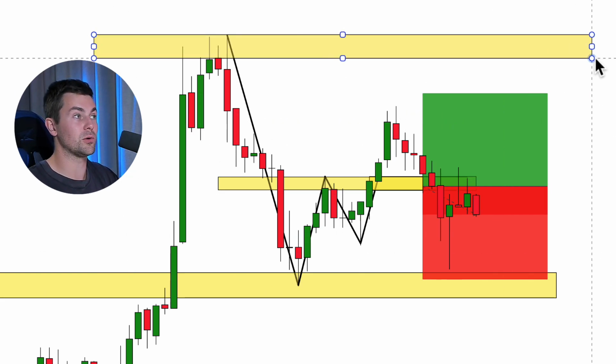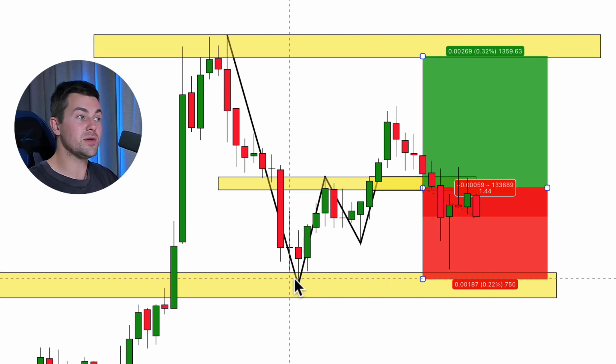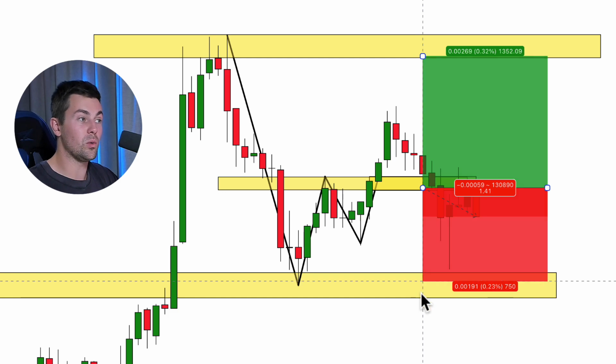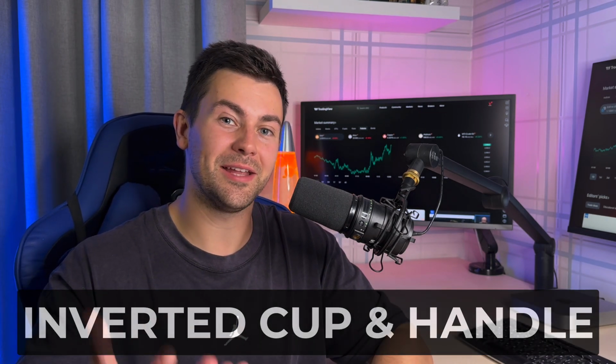In this example, our closest resistance is right here. And the stop loss for the trade will lie below the lows of the pattern. It will give us a safe stop loss for the trade. A bearish version of a cup and handle pattern is called the inverted cup and handle formation.